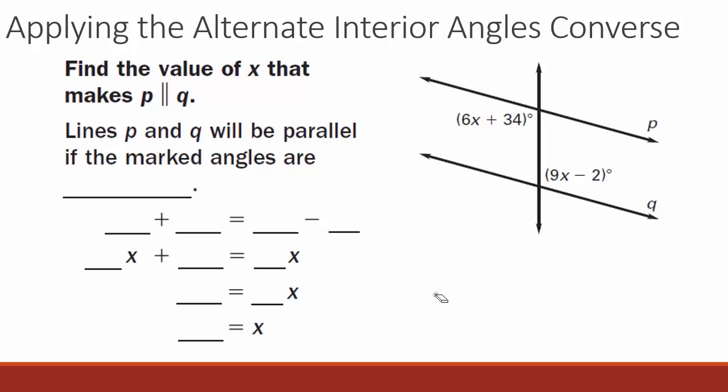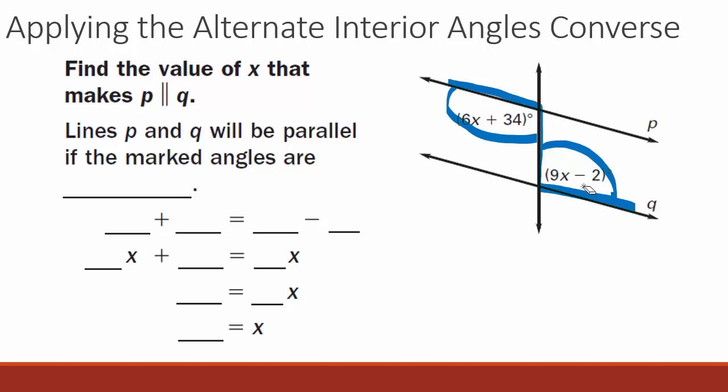Example number 2, applying the alternate interior angles converse. Find the value of x that makes line P parallel to line Q. The first thing I need to do when I'm trying to solve for x is figure out what is the relationship between these two quantities. If I draw my letter Z, I notice that 9x minus 2 degrees and 6x plus 34 degrees are both inside the letter Z, or you could say that they're on different sides of the transversal and inside the parallel lines. So I know that 6x plus 34 and 9x minus 2 are alternate interior angles.